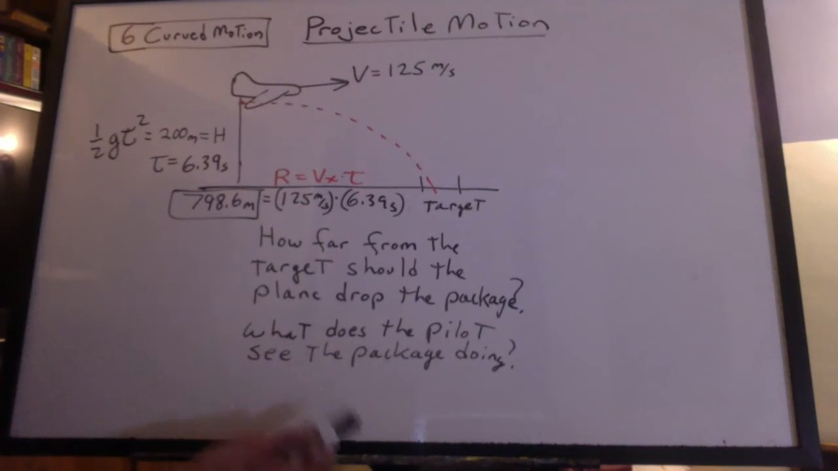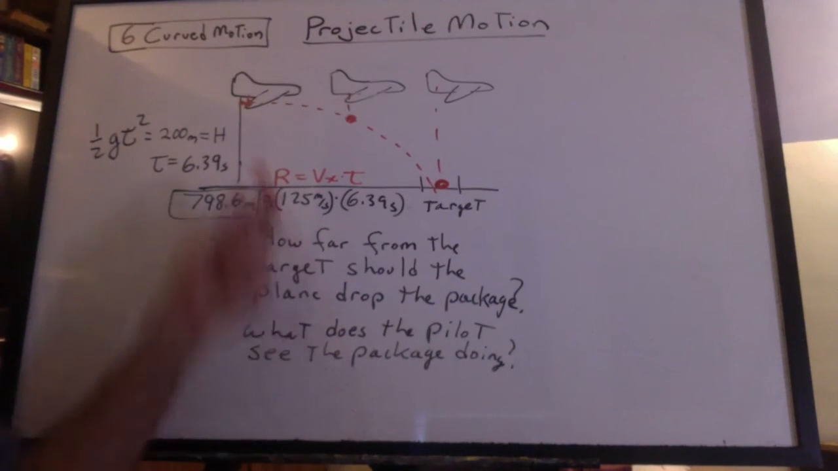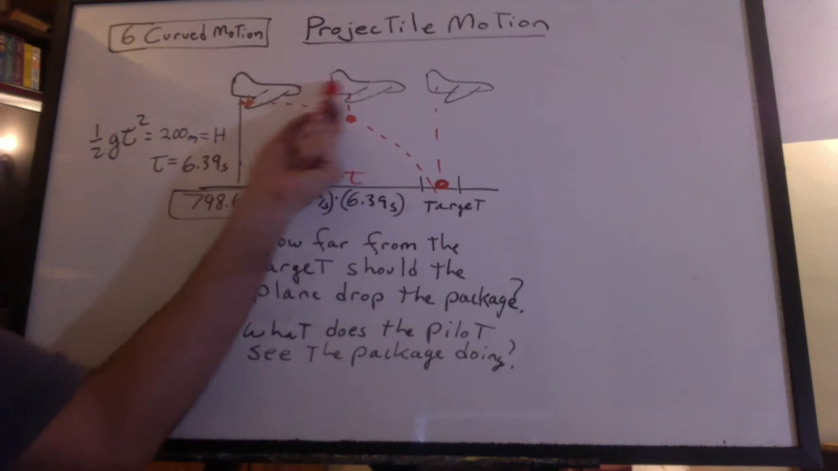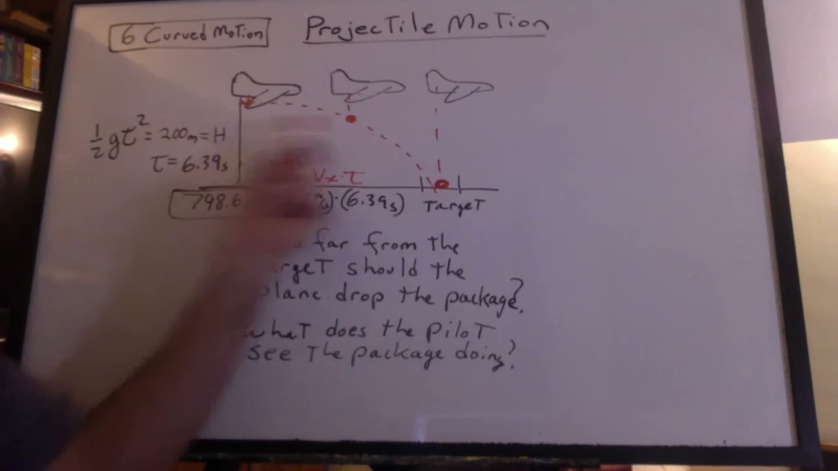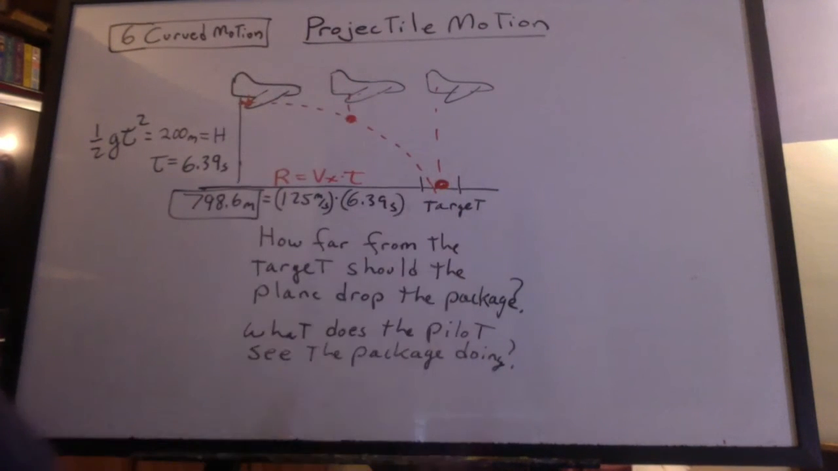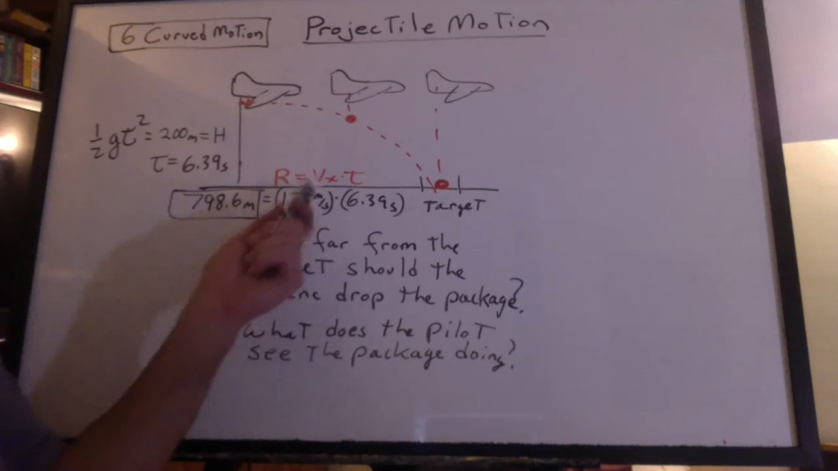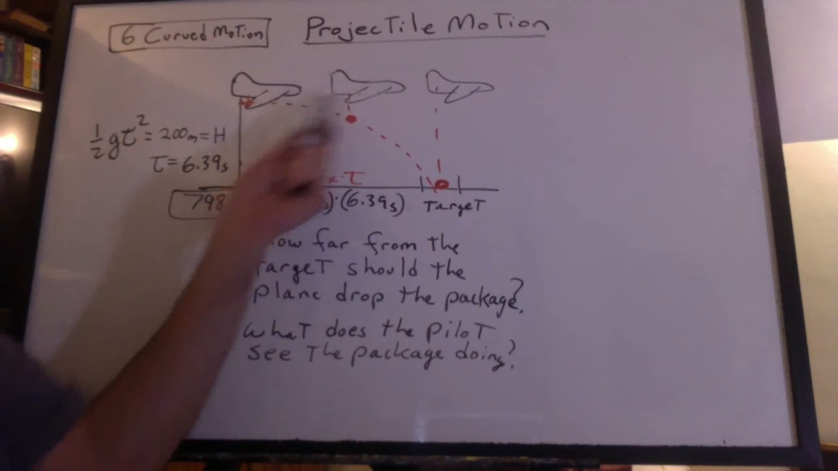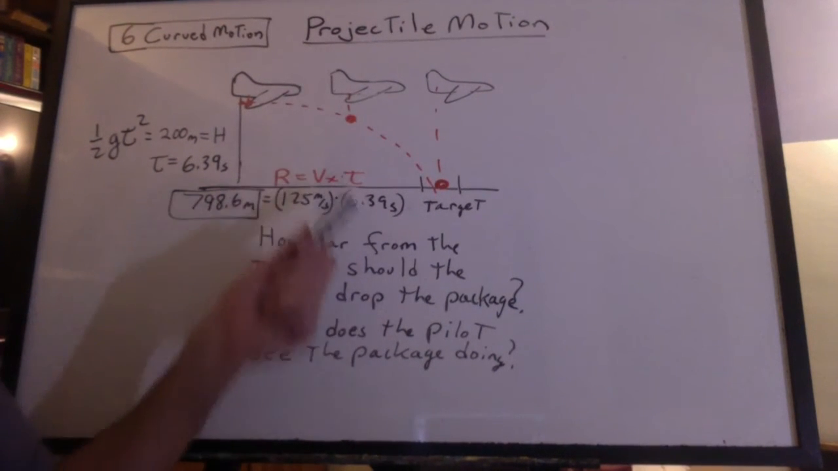So what does the pilot see the package doing? As the package falls, the plane is moving horizontally at the same speed as the package is. The pilot sees the package falling under the plane. Okay, in real life, that package is going to drift behind the plane because of air resistance. We're ignoring air resistance.